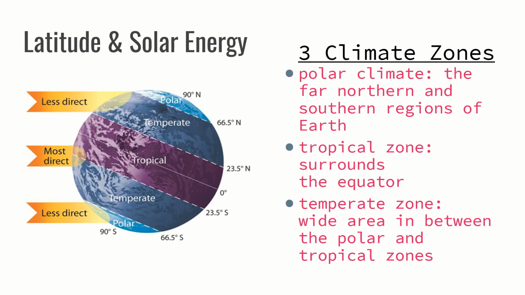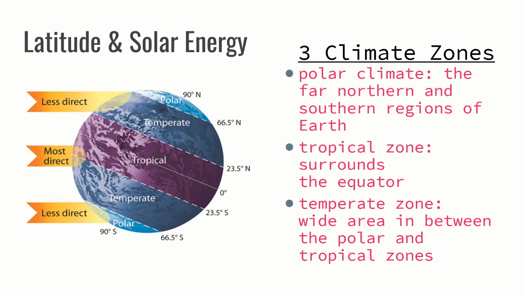Okay, our second factor we mentioned was latitude and solar energy. And the location on the Earth will determine how direct the sunlight is on the Earth. So in the tropical regions, in this purple region, they're going to get the most direct sunlight at any one time of the year. As you go farther from the tropical regions and farther from the equator, the light's going to get less direct.